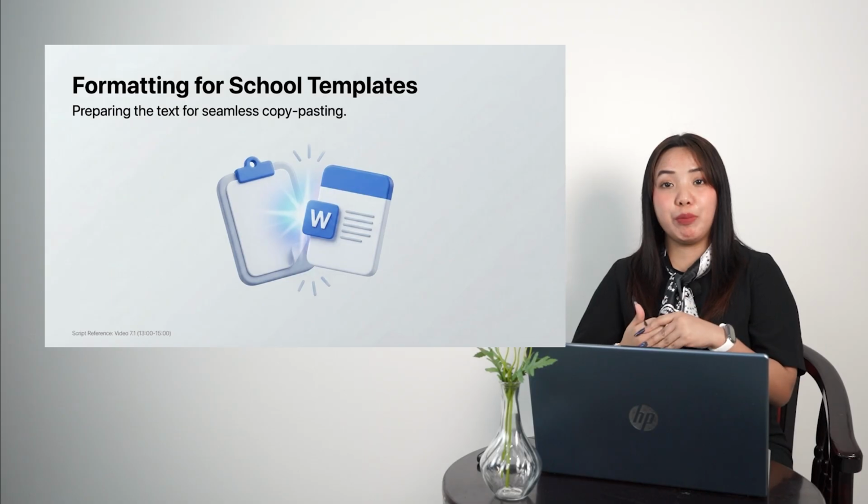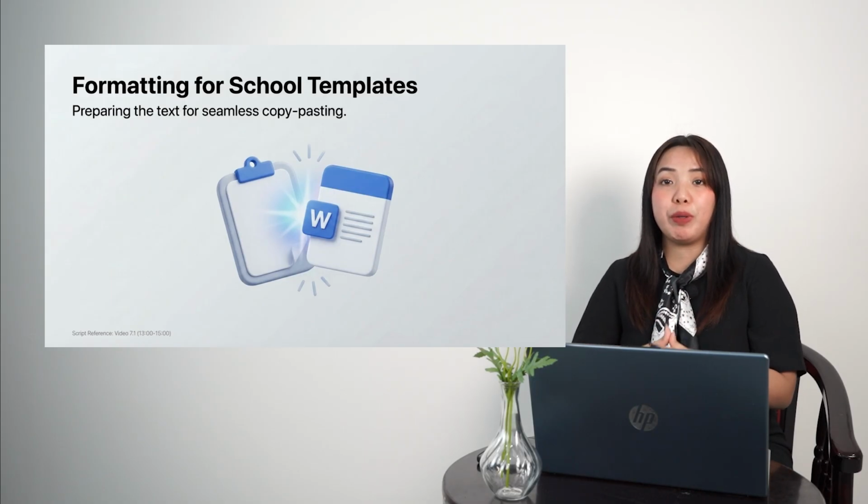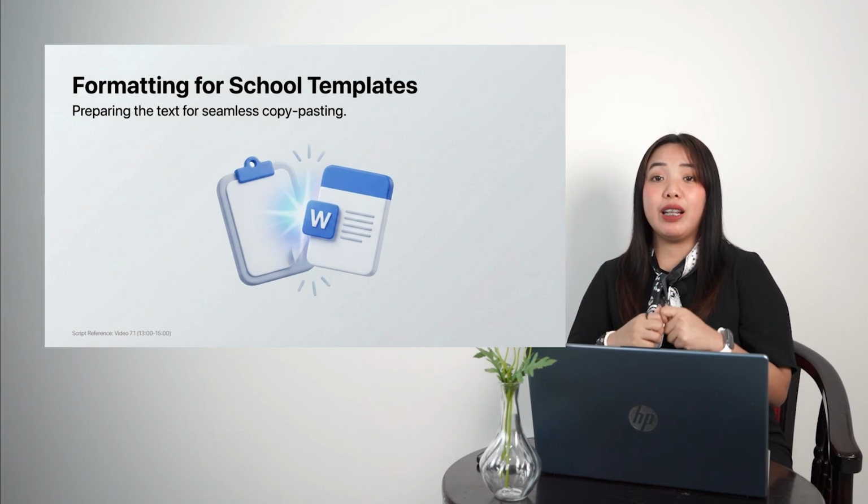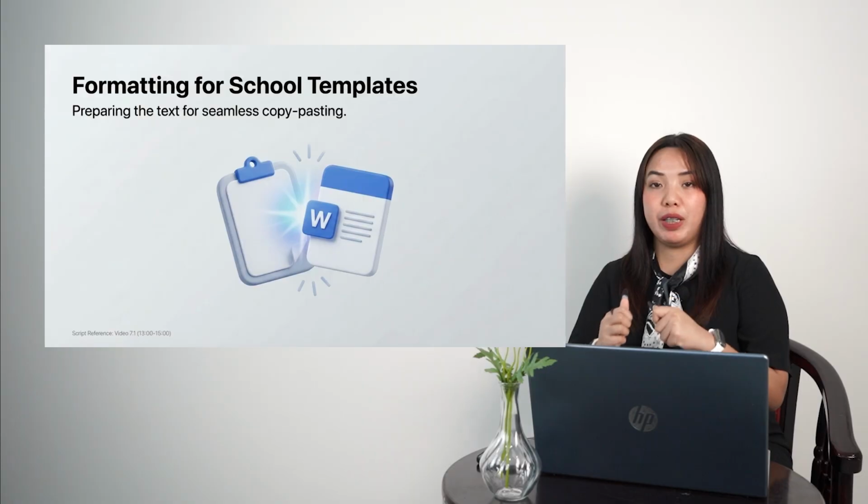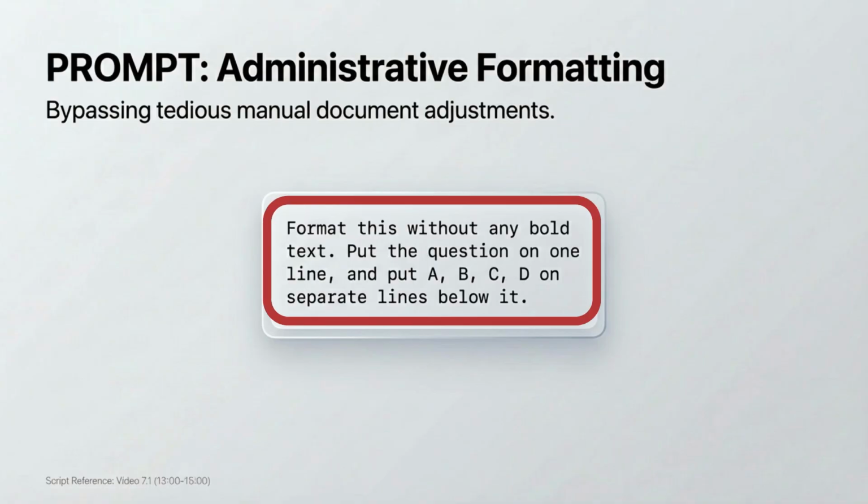Finally, we have the administrative side. Your school likely has a very specific format for exams. You can tell the AI exactly how to format the text so you can copy and paste it cleanly. Tell it, format this without any bold text, put the question on one line, and put A, B, C, D on separate lines below it. You can generate a completely original, academically rigorous 50-question final exam in under 20 minutes.